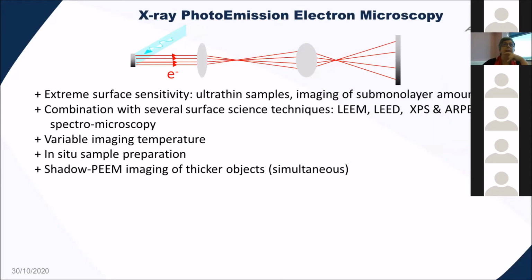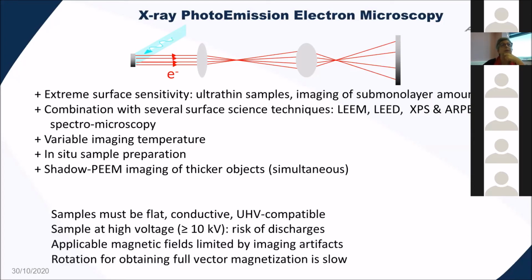So in summary, in photoemission one has extreme surface sensitivity and can work with very small amounts of material, and one can combine in most instruments absorption contrast with several other surface science techniques like low energy electron microscopy or XPS. It's easy to implement variable imaging temperature and in situ sample preparation, and one can look at objects that are, say, 100, 200 nanometers thick, thanks to this contrast that pervades in the shadow of the objects, no? And then one can look at it in the photoemission from the substrate.